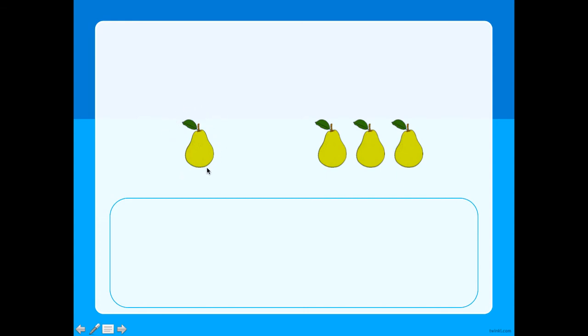Yes, it's a pear, isn't it? What do I have over here? I have pears. There's more than one of them. There's actually 3 pears here. So for most words, we just add the letter S to the end of it to change it from being a singular word to a plural.